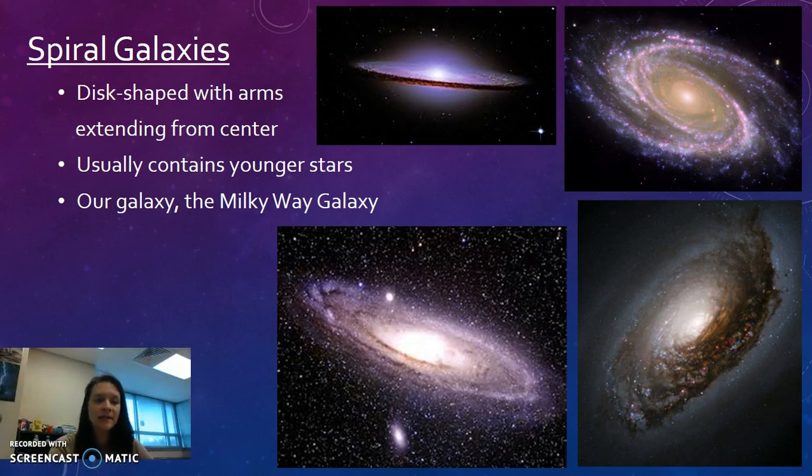This galaxy is known to contain younger stars. Our sun is definitely more of a younger star. Our galaxy is a spiral-shaped galaxy. It's called the Milky Way.